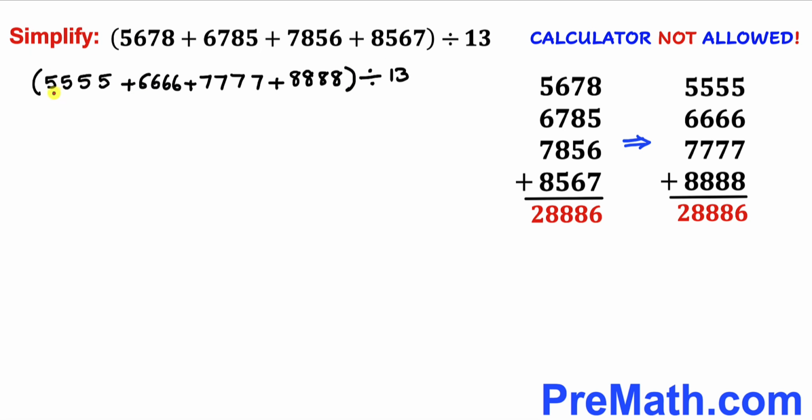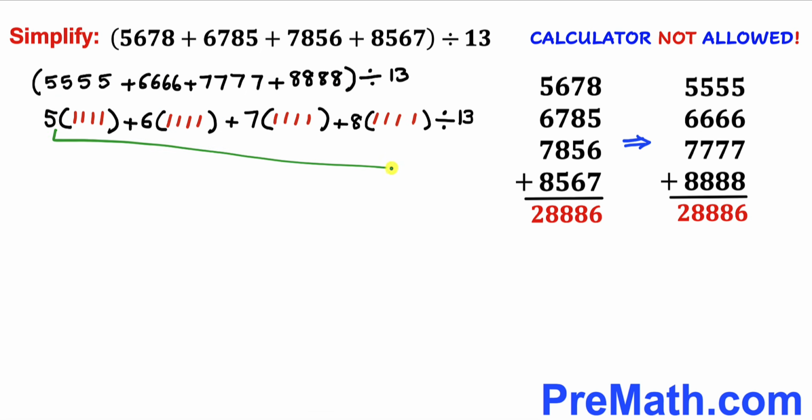Now let's make an observation. This number could be written as 5 times 1111. Likewise, this number could be written as 6 times 1111, and this number as 7 times 1111. And finally, this number could be written as 8 times 1111, as you can see in this next step.